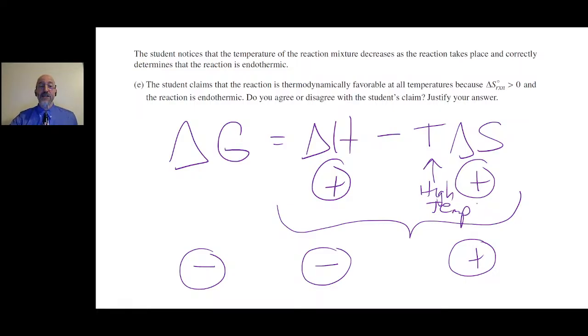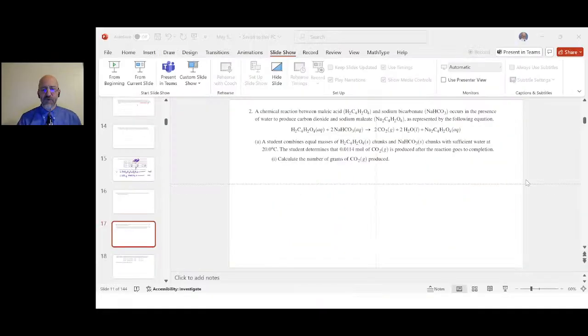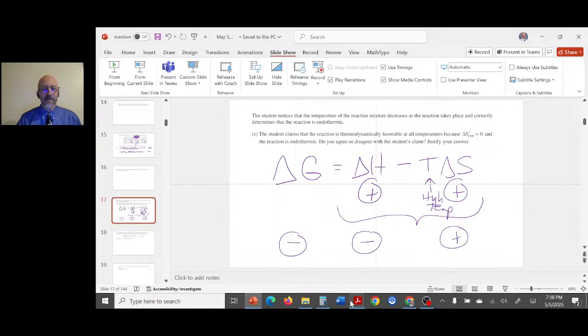I would say I disagree with the student's claim, and I'll have to talk specifically about delta G. The sign of delta G would be negative only at high temperatures because delta H is positive, and that would not obviously cause delta G to be negative. So I'll go ahead and show you the scoring guidelines for both D and E.